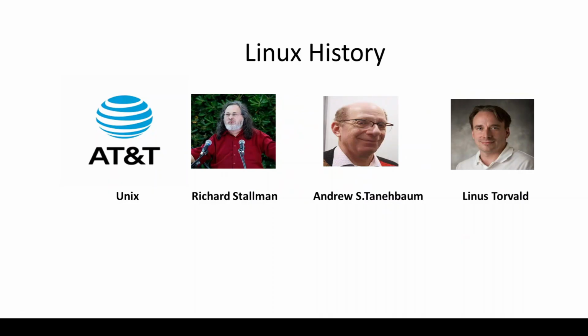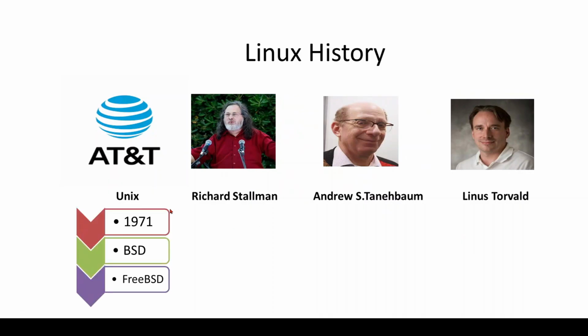Let's see the Linux history. AT&T developed the Unix operating system in 1971. Due to historic government antitrust regulations, AT&T was effectively prevented from commercially selling Unix as a product for many years. Due to these restrictions, AT&T couldn't profit from selling Unix as a commercial product. Instead, it licensed the source code to universities and research institutions, which led to its widespread adoption and modification in academic circles.